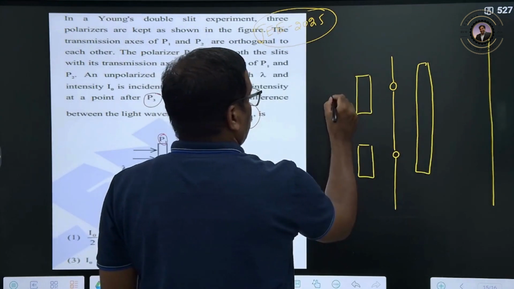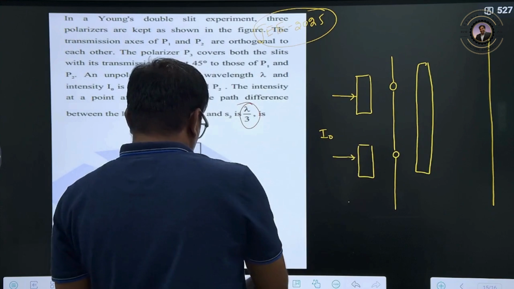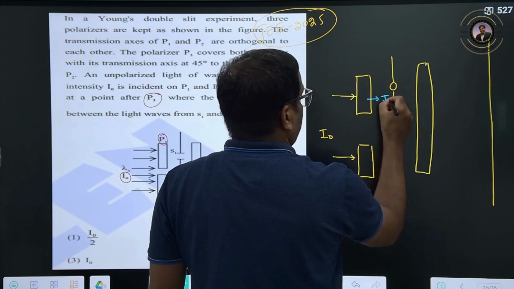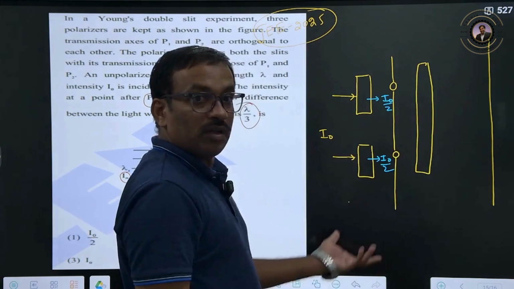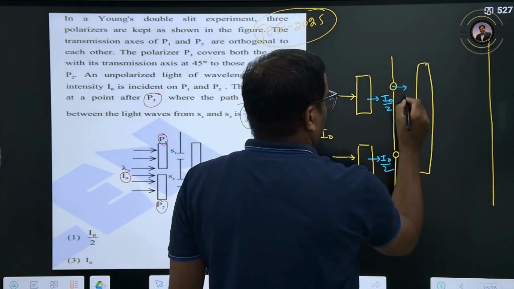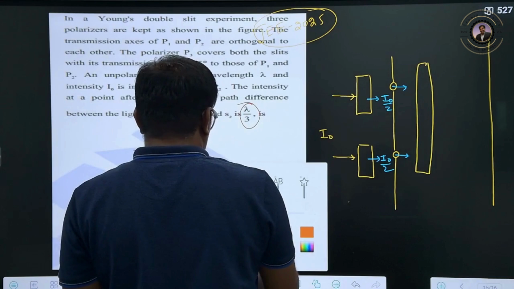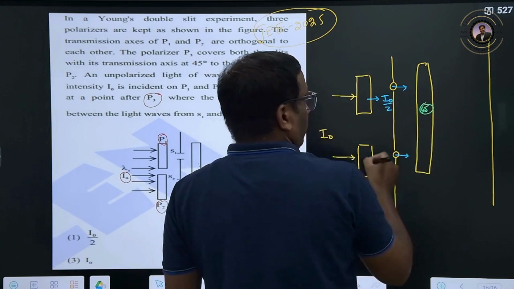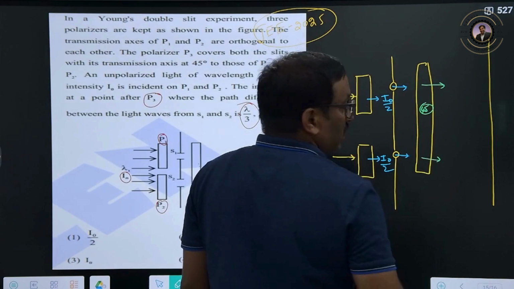Through this one, intensity I naught is coming. After passing through this one, definitely it will be I naught by 2. First time it is passing through, so we will take it as I naught by 2. Through this one now I naught by 2 will go. But what is the angle it is making here? It is making a 45 degree angle with this one and with this one.